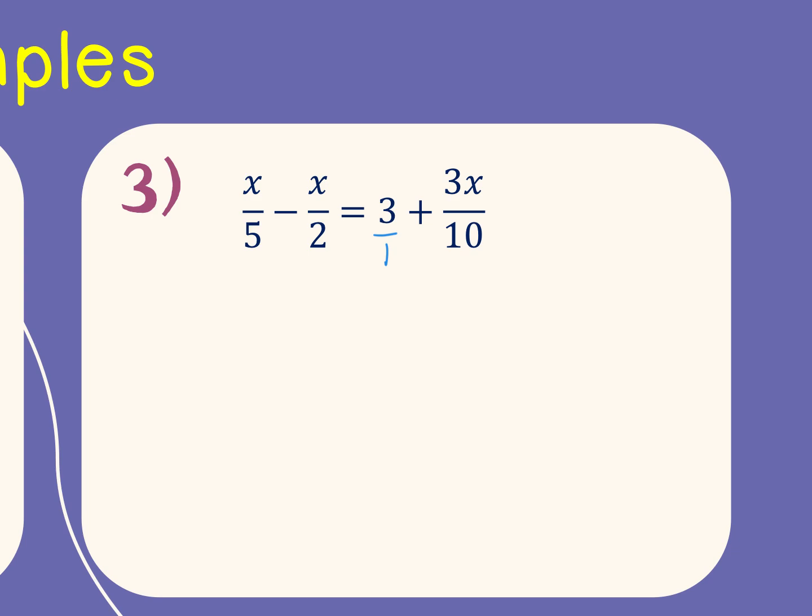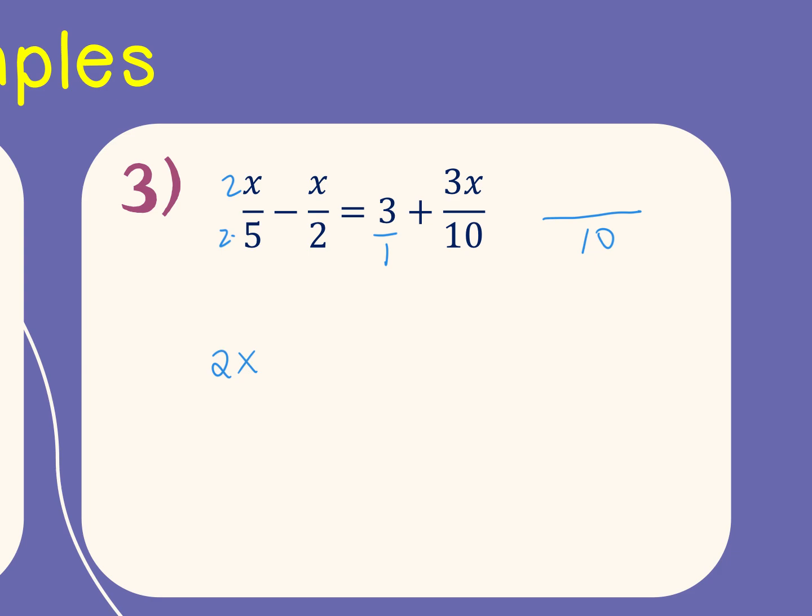So what's my common denominator going to be between 2, 5, 1, and 10? 10. I like to just put it over here to the side. I'm multiplying it through, I know, but in my mind, I'm just going to put it over here to the side. So I look at my first fraction. 5 times what gives me 10? 2. If I multiply the bottom by 2, then I have to multiply the top by 2, correct? So I have 2x.